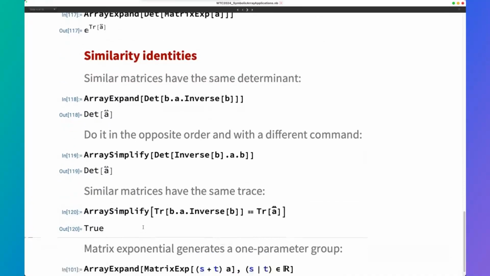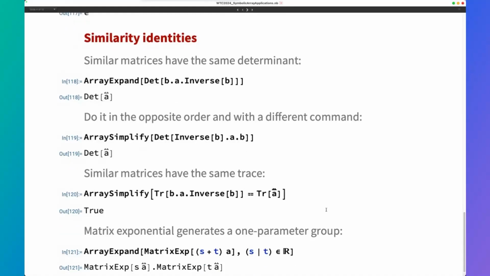This last one is perhaps not strictly speaking a similarity identity, but it's proved using one. So matrix exponential gives you a representation of the additive group. You can break up the matrix exponential of (s plus t) times A into the matrix exponential of sA dotted with the matrix exponential of tA.